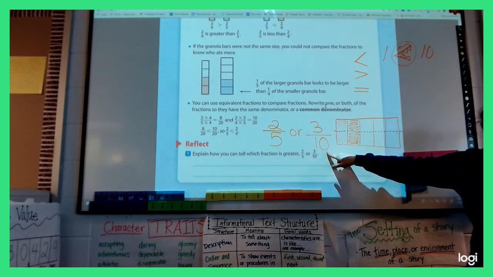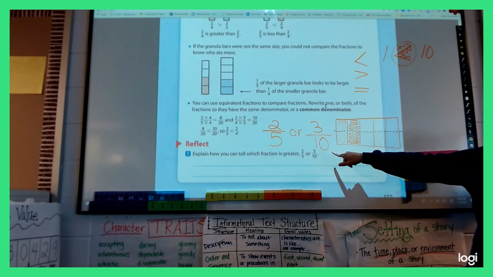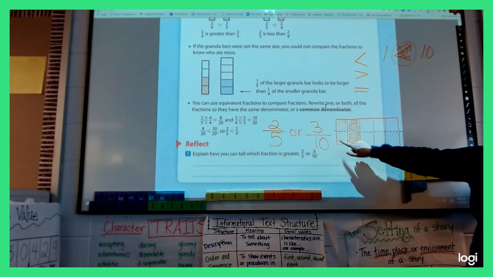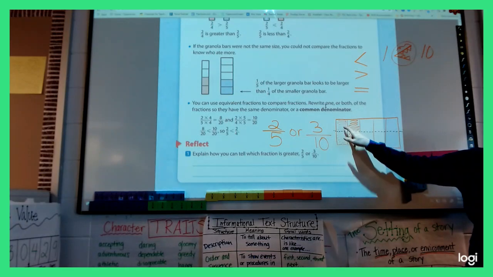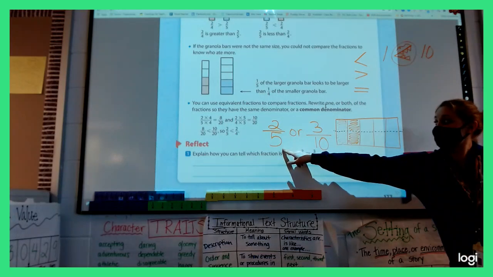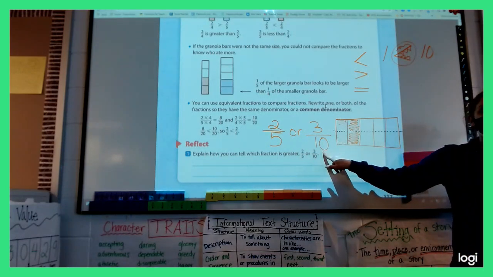There's about 4 or 5 of you that I know have it because you've been answering all the questions. You're very into the lesson. This is not a hard question. Let me say it again. When we had 2/5, that's all the orange here. When I made it into tenths, now that is 1, 2, 3, 4 tenths. So, is 2/5 bigger than or smaller than 3/10?